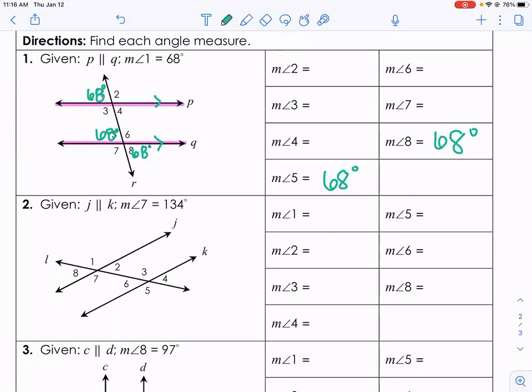We just wrote down that those. Okay, now what do we know about angle 4 and 6? Angle 4 and 6 are consecutive interior angles. And we decided that consecutive interior angles are supplementary. So what is 180 minus 68? So angle 6 is 112.